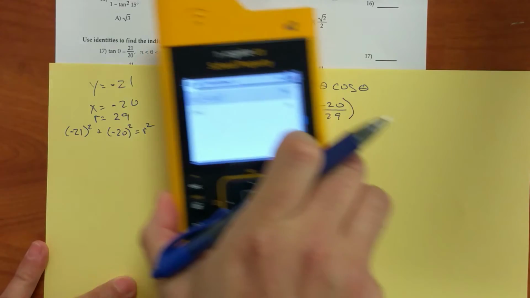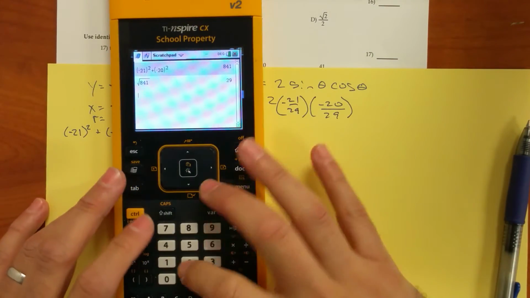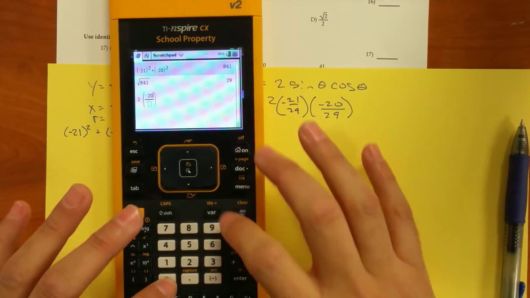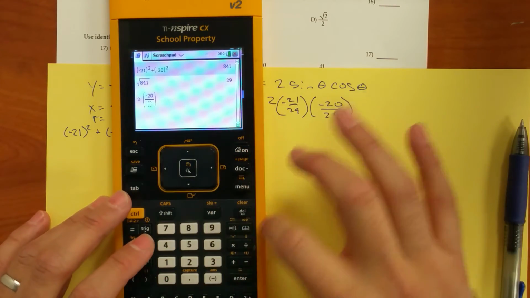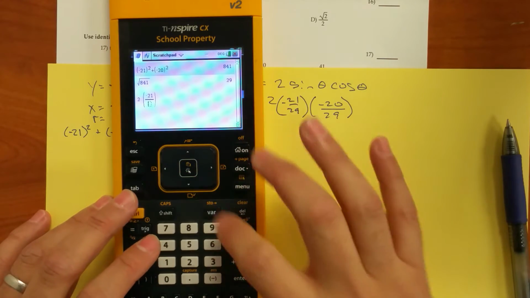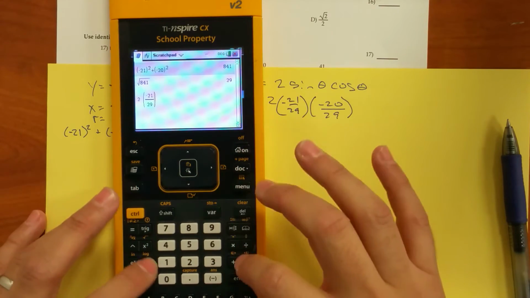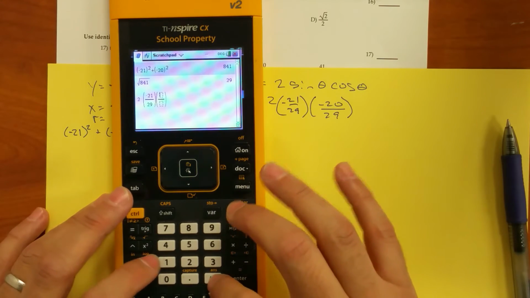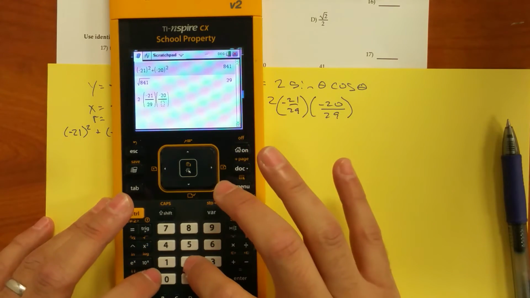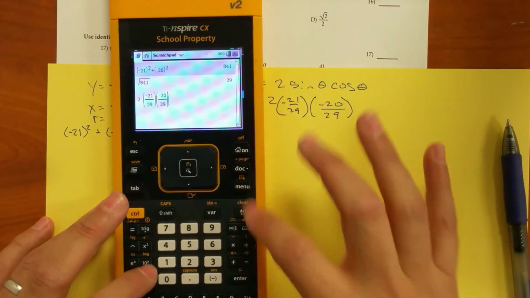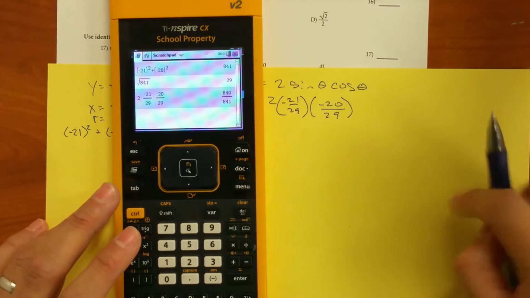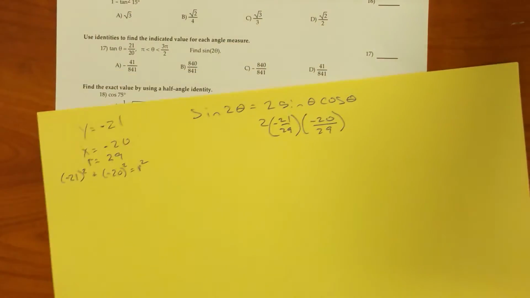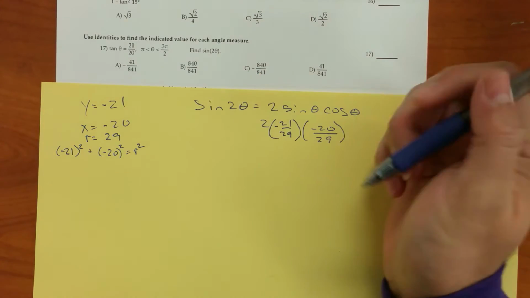So put that together. 2 times open, so negative 21 over 29 times negative 20 over 29 right there, and I come up with 840 over 841, which on this one right here is going to be answer B.